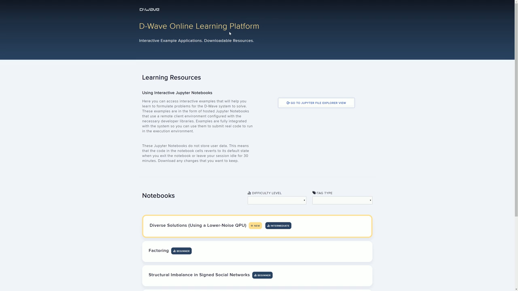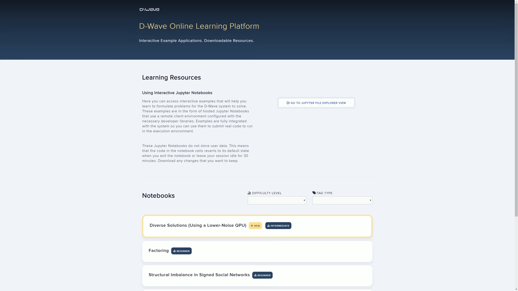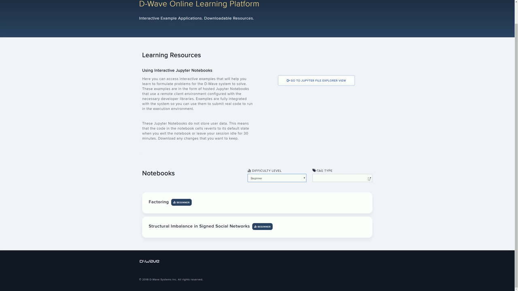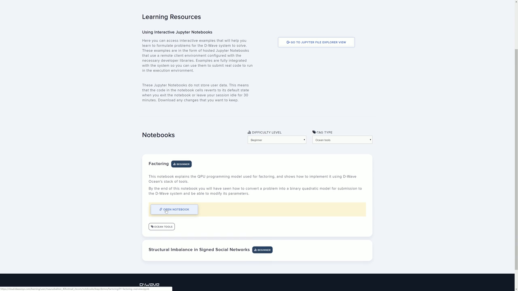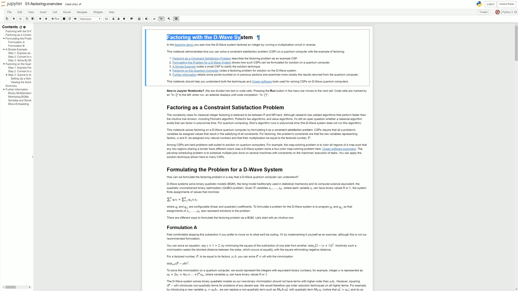Here we go, the D-Wave online learning platform. I just started the server. Actually, the ones I had there are probably, seeing in the room. So you can get some beginner tools, structuring, social networks, factorization. This is how you open the book, and that's how you can learn. You get all the necessary information, factoring with the D-Wave system.